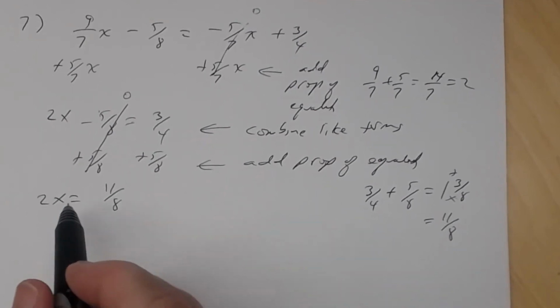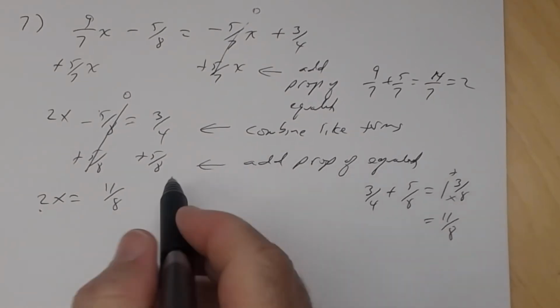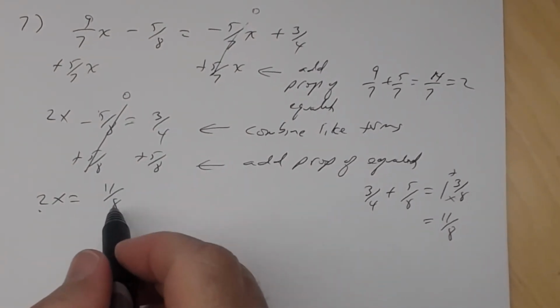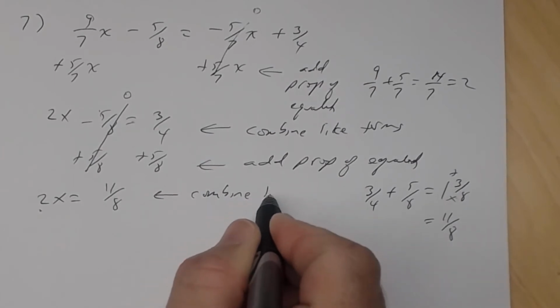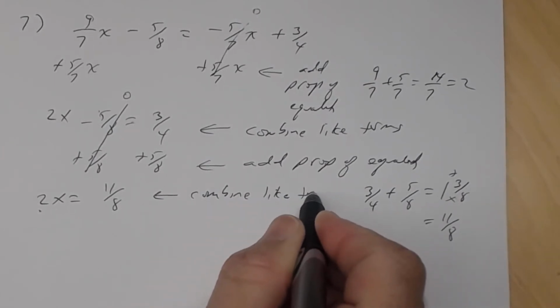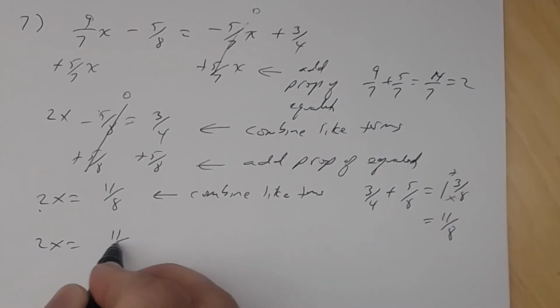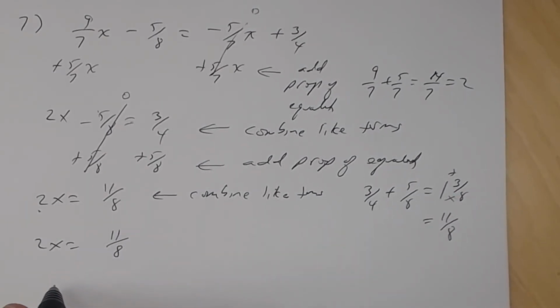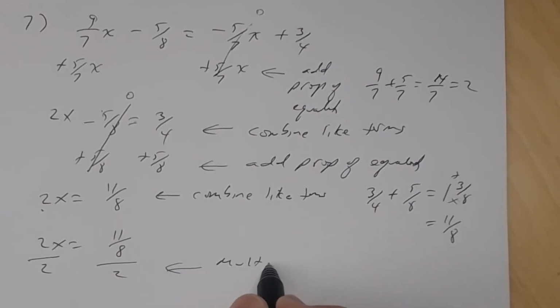Okay, so now here's the idea. So we have 2x equals 11/8. All right, and again, what allowed me to go from here to here is to combine like terms. Okay, all right, so now I'm going to just go ahead and rewrite this over. Okay, so remember, to get the variable x by itself, I'm going to divide both sides by 2, just like this. All right, so that's the multiplication property of equality.